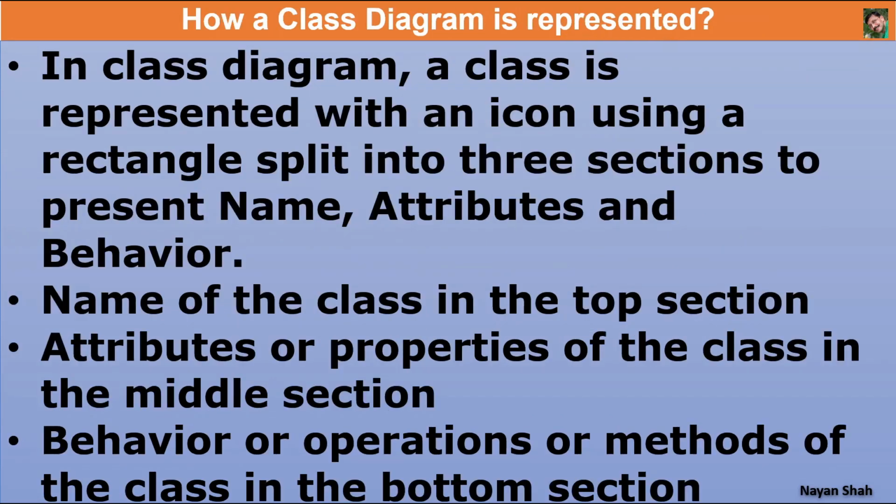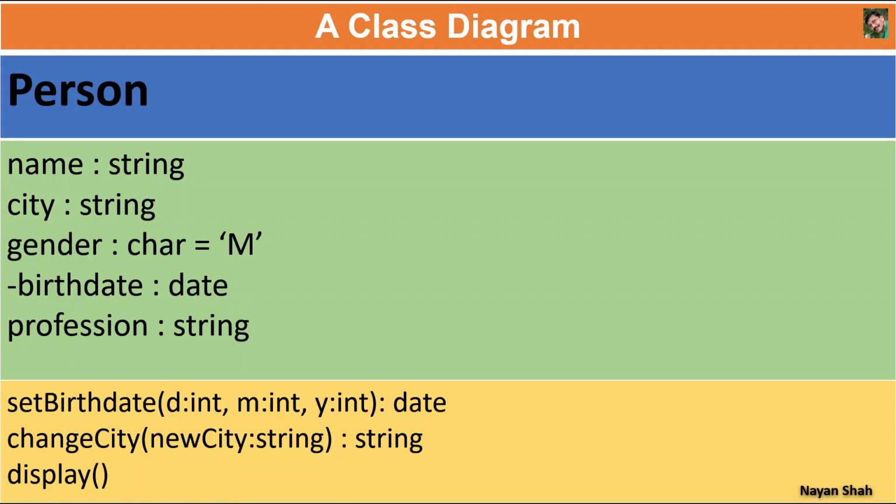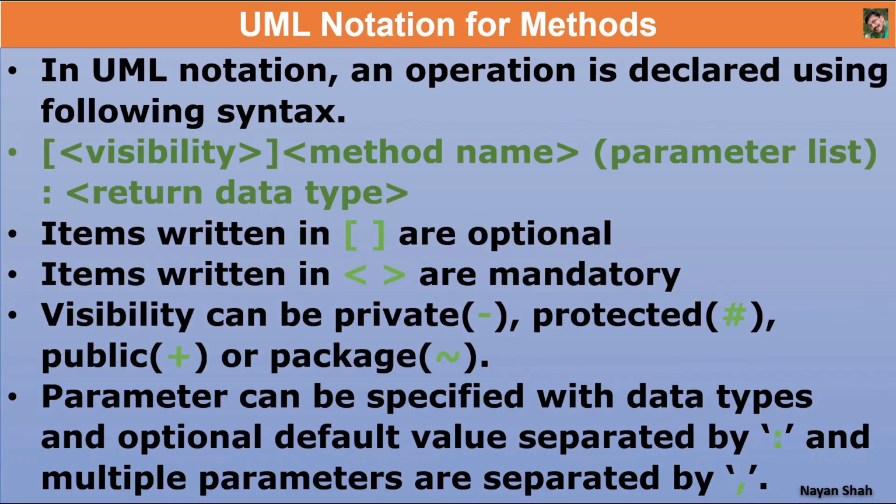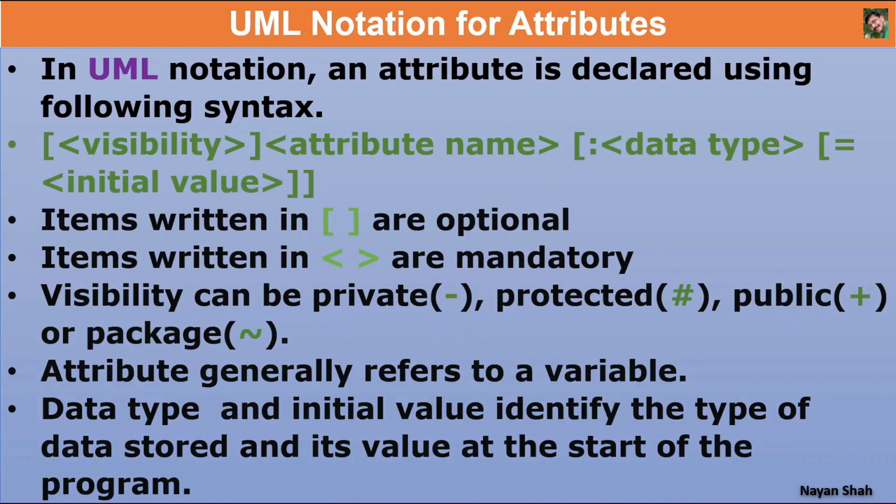And how is a class diagram represented? It is represented using a rectangle split into three parts. The first part is the name of the class, the second is the attributes of the class, and the third is the behavior of the class. Now we will discuss the UML notation for attributes and the UML notation for methods. So UML notation is how, using UML, we can describe attributes on paper. In UML notation, an attribute is declared using the syntax given in the green colored second point: visibility, attribute name, data type, initial value.